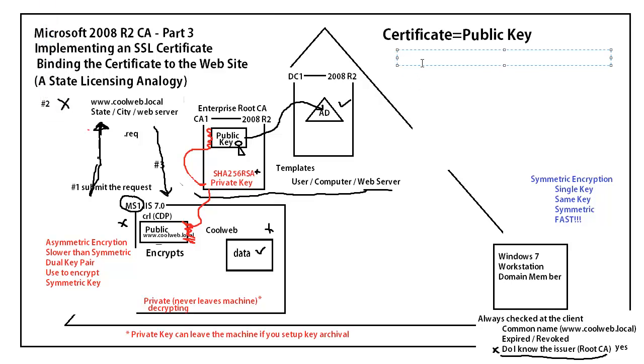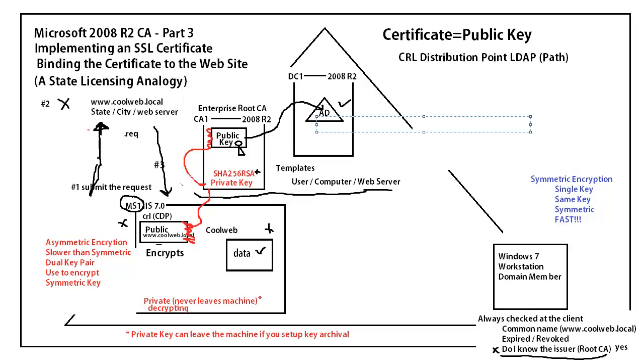Embedded in every certificate is the CRL, which is also known as the CDP, the certificate revocation list distribution point. And this basically is an LDAP path by default. And you can change that to like a web path or a file path. You have some different options for what that path is going to be. And by default, that revocation list is going to be published into AD.